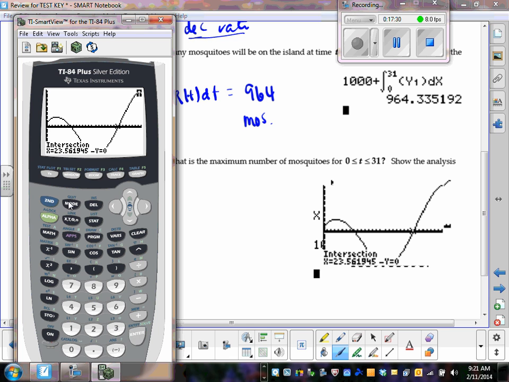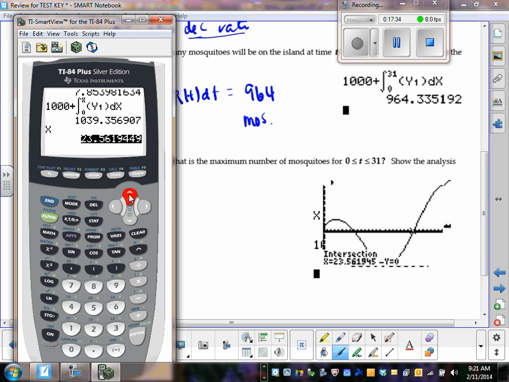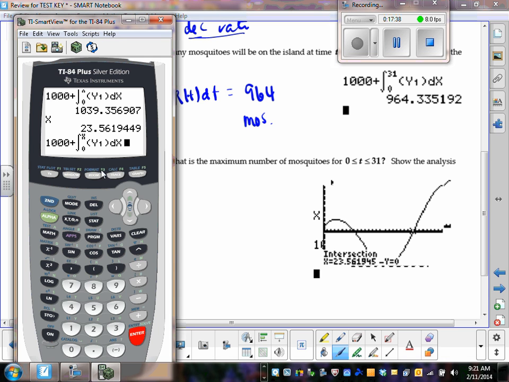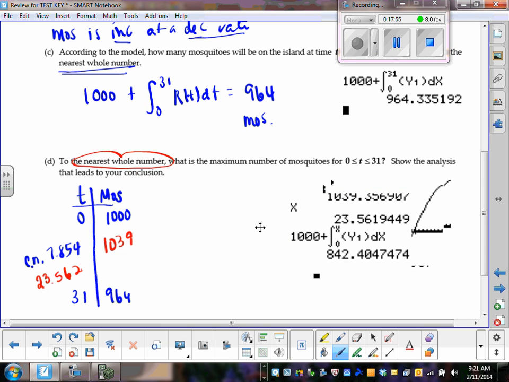And if I quit, notice that my X is stored again, the new X. So I can actually go and grab this one. And since it knows the new value for X, it'll use that new value for X itself. So it's a time saver, and we don't double round in our problem. And so the next value is 842.404. So to the nearest whole number, 842.